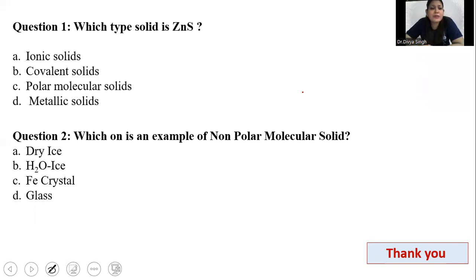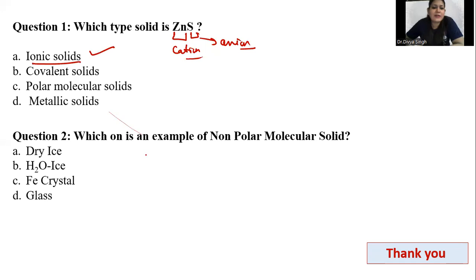Which type of solid is ZnS? You can understand it like this. Zinc is a cation, and sulfur, as sulfide here, is an anion. So when a cation and anion are present, it will be an ionic solid.